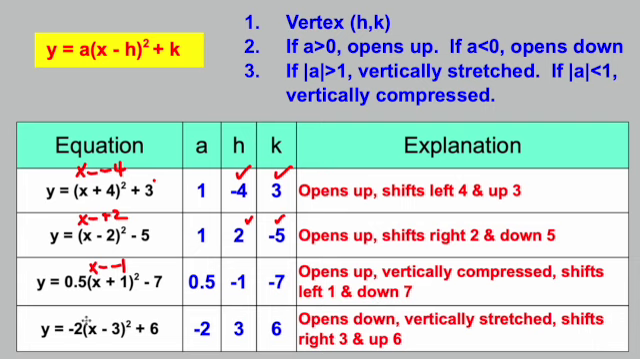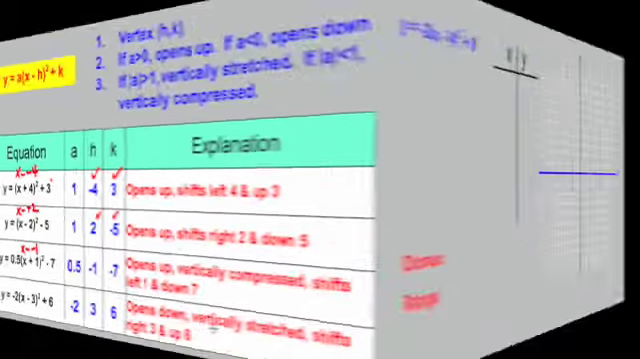And our final one here, it's a negative number for a, so it's going to be opening down. It's going to be vertically stretched. Remember, we ignore the sign here, and since 2 is bigger than 1, it's going to be stretched or skinnier. And then because of h and k being 3 and 6, we're going to shift it right 3 and up 6. So that's how you can look at these equations and get an idea ahead of time, through a, h, and k, what that parabola is going to be and how it changes from the parent graph of y equals x squared.